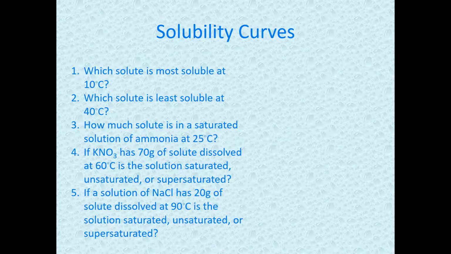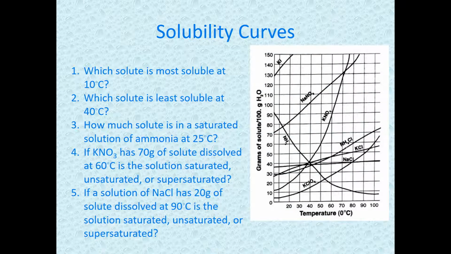So let's use our solubility curve and answer some questions. What solute is the most soluble at 10 degrees Celsius? So we go to our 10 degrees Celsius down here, and we're looking for what is going to be able to have the most in there. So what is the highest up? And in our case, that's potassium iodide, KI, which is going to be able to dissolve about 135 grams.